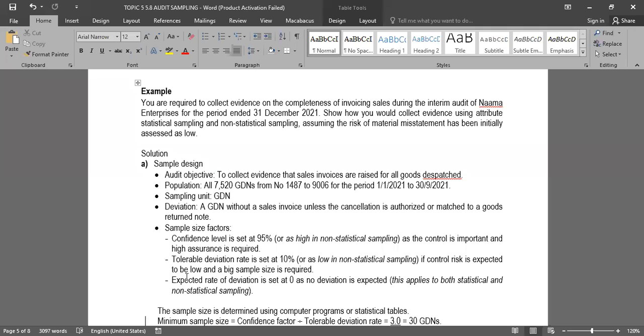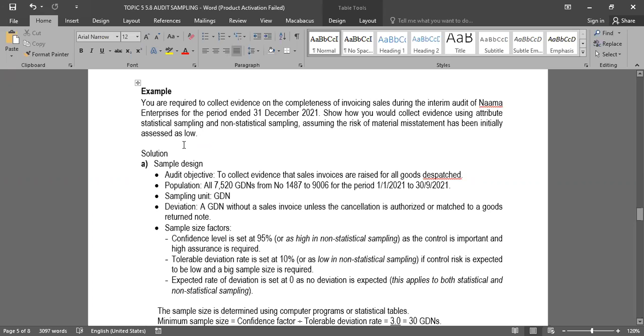All right. So if that's the case, in your mind, you're like, okay, I think I know what procedure I'm going to perform. Then they say that show how you would collect evidence using attributes statistical sampling and non-statistical sampling, assuming the risk of material misstatement has been initially assessed as low.